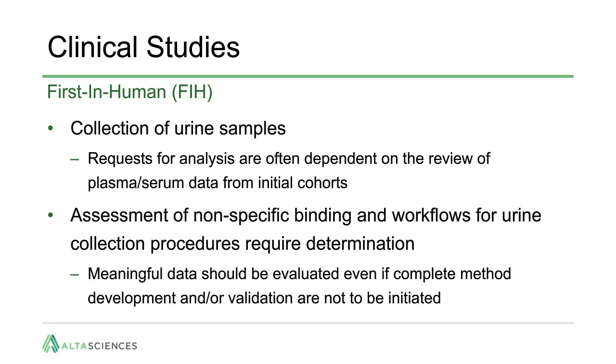Often first-in-human studies have urine collection, and requests for sample analyses are dependent on the review of the plasma serum data from initial cohorts. However, to obtain meaningful data in the event that urine sample analysis is required, initial development to determine sample collection procedures, such as evaluation of nonspecific binding and collection containers, are suggested, even if complete method development and/or validation is on hold.